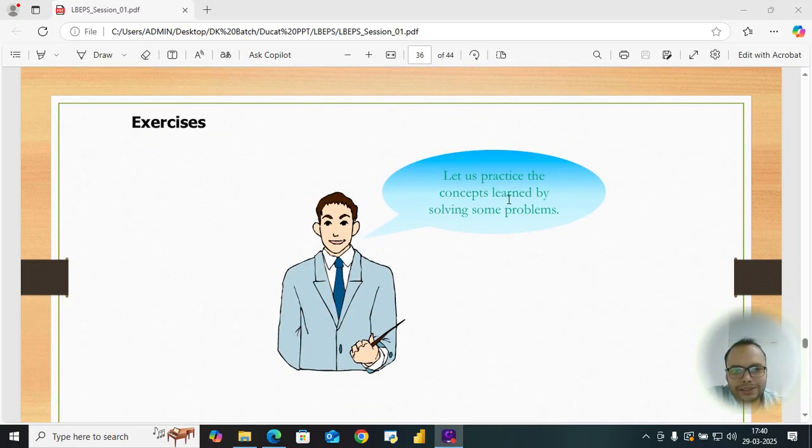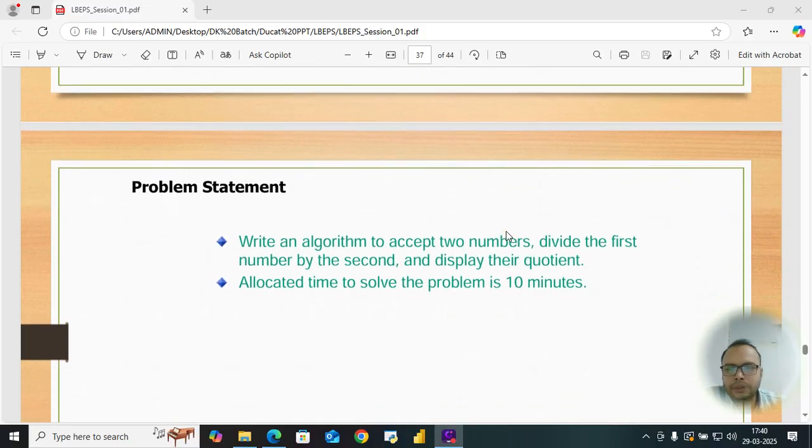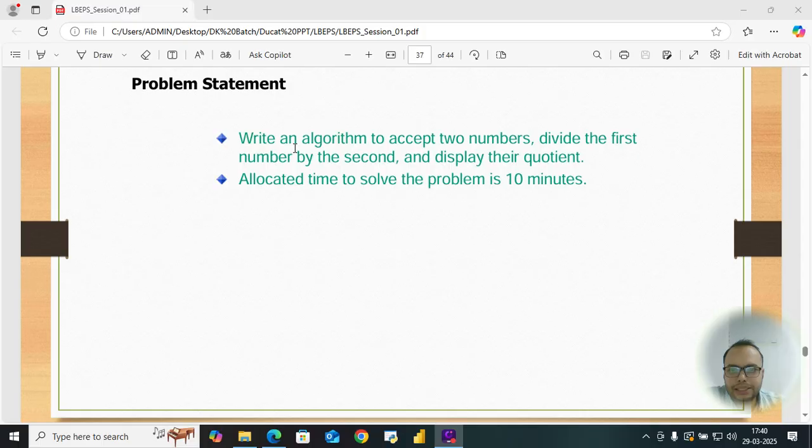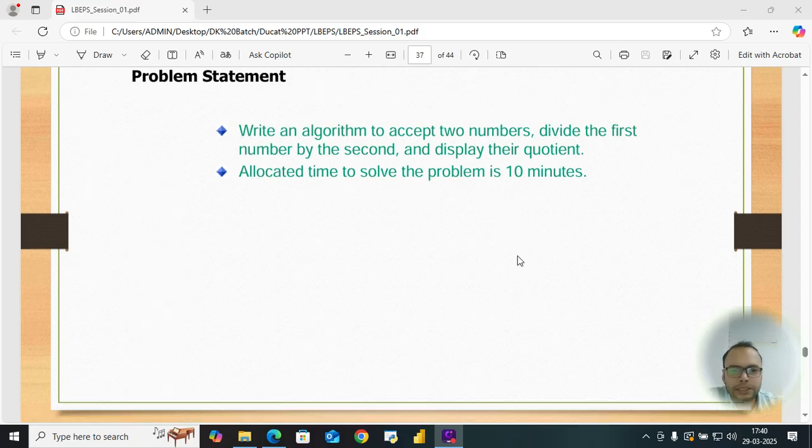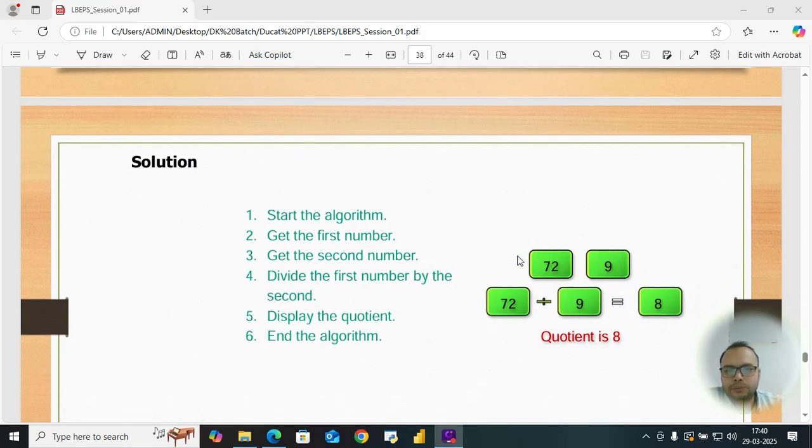So let's practice the concepts learned by solving some problems. The problem statement looks like this: write an algorithm to accept two numbers, divide the first number by the second, and display the quotient. Allocate 10 minutes to solve the problem. So here is the question.